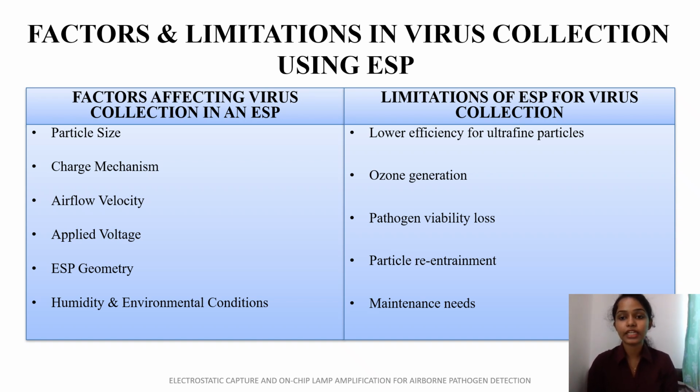And the limitations of ESP for virus collection were lower efficiency for ultra-fine particles. For example, for 0.3 micrometer particles the efficiency was lower. As the particle size increased, the efficiency increased with it. Other limitations are ozone generation and pathogen viability loss. In some types of ESP, the pathogen viability was at risk, and there are particle re-entrainment and frequent maintenance needs for ESPs.